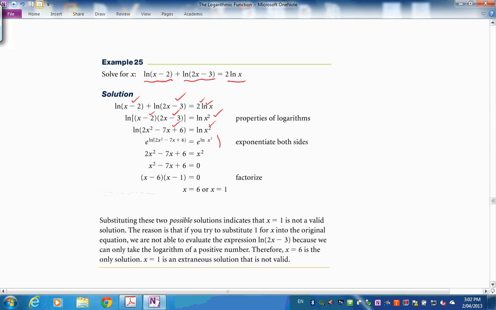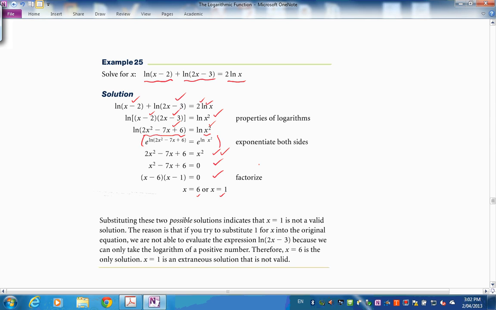I would leave this line out. If the two logs are equal, the numbers are equal. The power you raise e to get that side is the same as this side, therefore the sides are equal. Putting all terms on the left, we get this equation. Factorising it, x is 6 or x is 1.